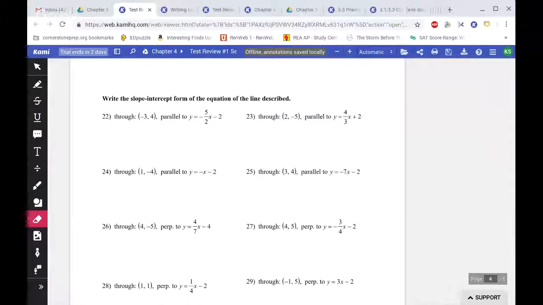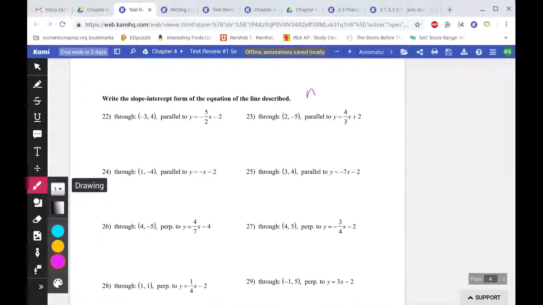So once again, on number 23, it's asking for a parallel line. What will be the same on this other line? Slope. The slope. So what is the slope? 4/3. 4/3. Good job. So then I'm going to plug in my point into my slope-intercept form, or point-slope, either one.